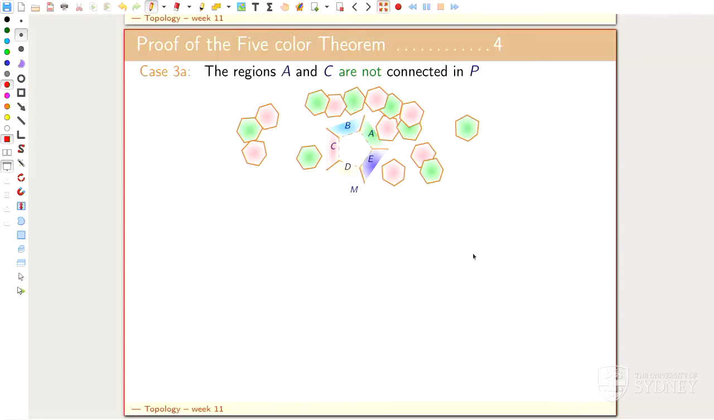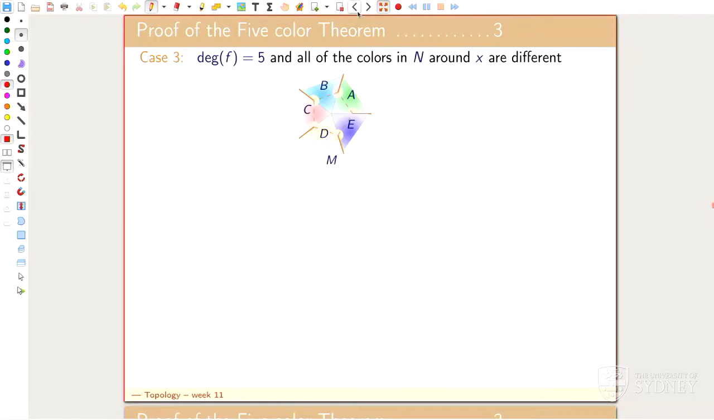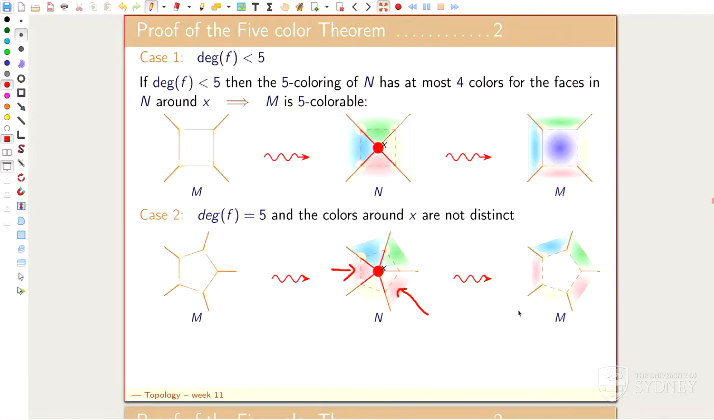And now Heawood says the following. Well, if we are back to this case, then we are good. Remember, we had this case where only 4 colors were present, and we had space for the 5th color. So maybe we can somehow go back to that case. If we're in this situation, we're good. There's a 5th color. We just stack it into the face.